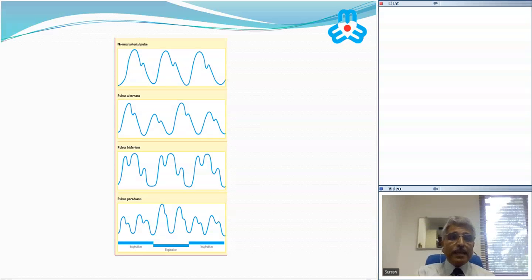Here again you have pulsus paradoxus. Mind you, it is an abnormality in volume and not of character, where these are the lower volume pulses seen in inspiration and the higher volume pulses of expiration.